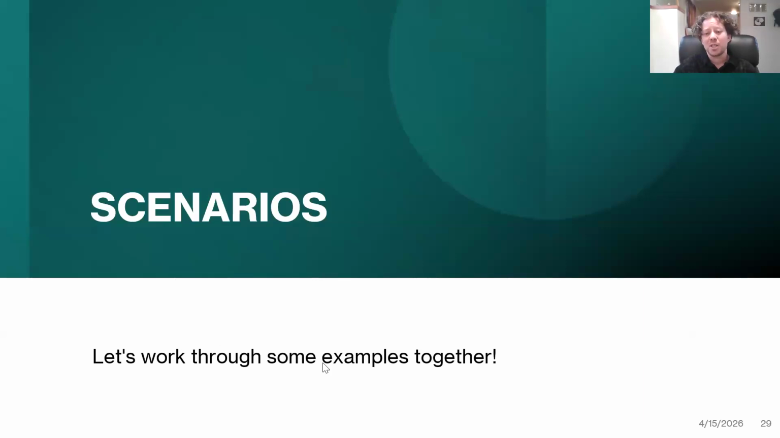So next, I want to go over some scenarios to help us really dig into this and engage with the material. But before I do, I want to pause and just see if there are any questions about what we've covered so far, because we've gone over a lot of different topics. So is there anything that wasn't clear or that you have questions about so far in the presentation?